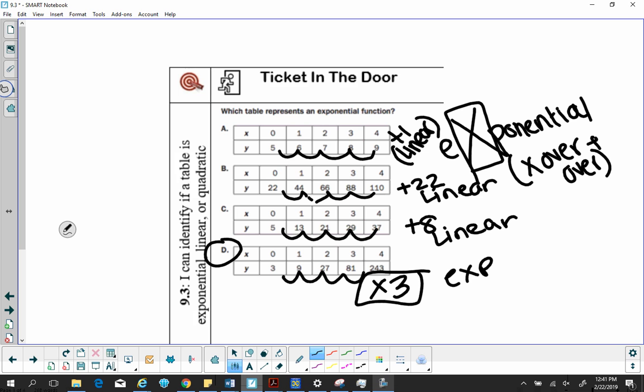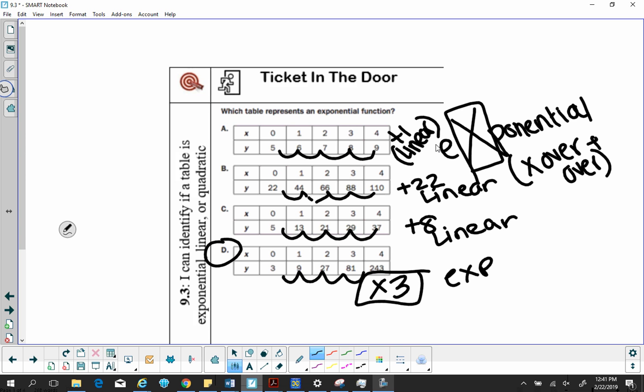So make sure you write the notes that I have on there. A lot of you just circled an answer, which is fine, but I want you to make sure that you have the notes on there. So exponential is multiplying, linear is adding. We're also going over quadratic tables, which some people remember, some people don't.